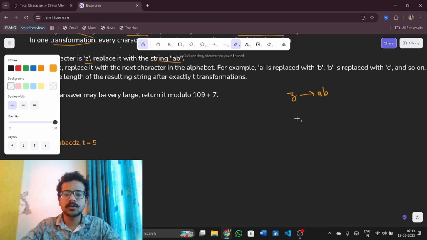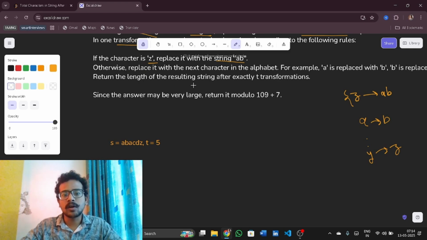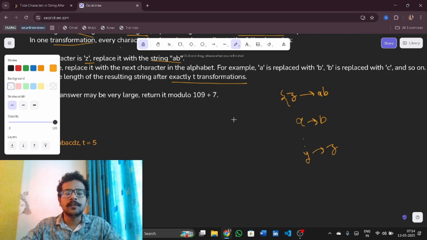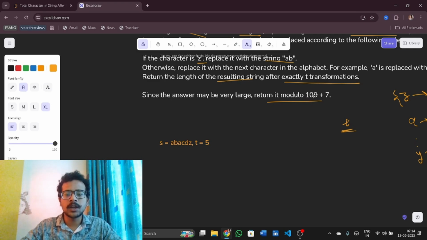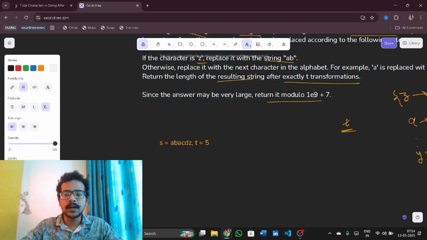Now let us write that also. This is the only special condition, for Z, and for A, B through Y, till Y, we go to the next character. That's it. Now, return the length of the resulting string after exactly t transformations. We are given t transformations, and after t transformations we need to return the length of the resulting string. Since the answer may be very large, return it modulo 1e9 plus 7.